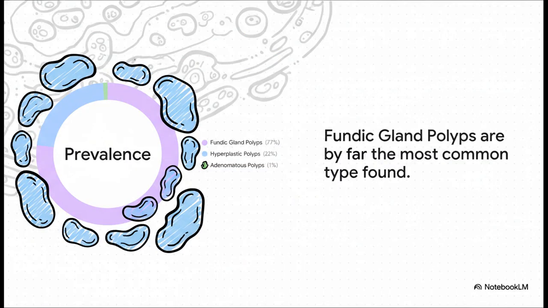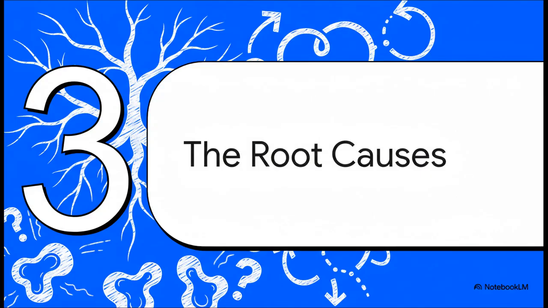And this chart really lays it all out. Look at that! Fundic gland polyps are by far the most common. We're talking up to 77% of all cases. Next up, you've got hyperplastic polyps. And then way down at the bottom, you see adenomatous polyps. They are incredibly rare, making up less than 1% of all the polyps that are found. Now, knowing the type of polyp is absolutely crucial. Why? Because it gives doctors a massive clue as to why it even formed in the first place. So let's dig into the root causes, because this is where the story really starts to come together.